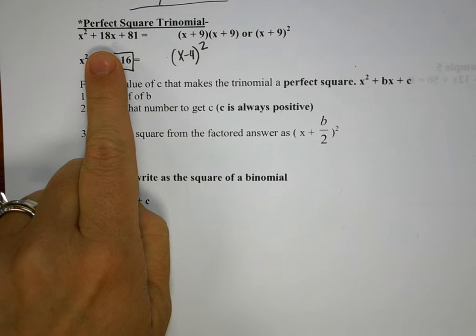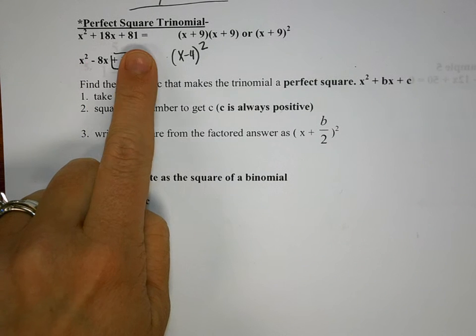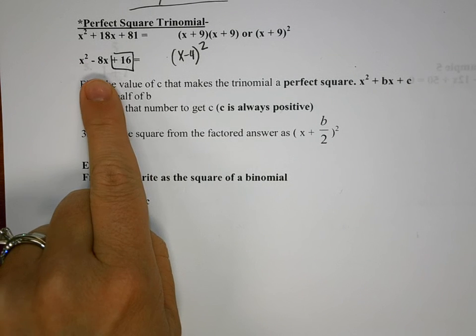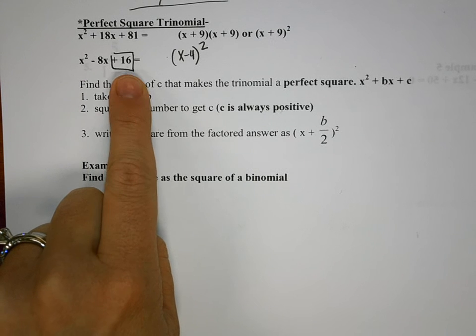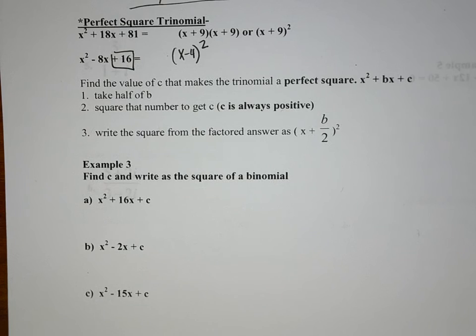So if you look here, what's half of 18? 9. And what's 9 squared? That worked. What is half of negative 8? Negative 4. And negative 4 squared is positive 16. So that is the steps here.